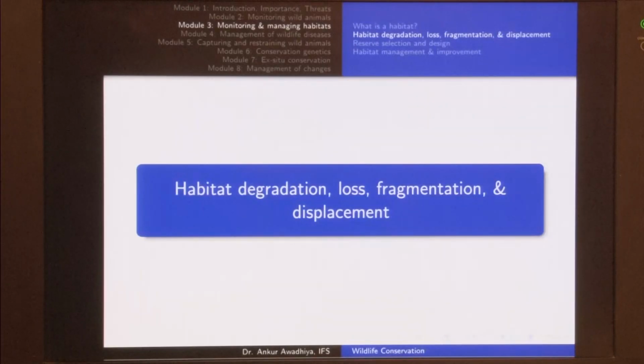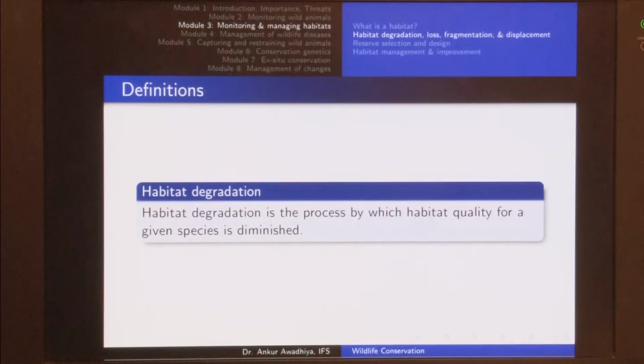Namaste. Now that we know what a habitat is and why it is important for our animals, let us have a look at why we are losing our habitats for the wild animals. So, this lecture deals with habitat degradation, loss, fragmentation and displacement. Let us begin with habitat degradation.